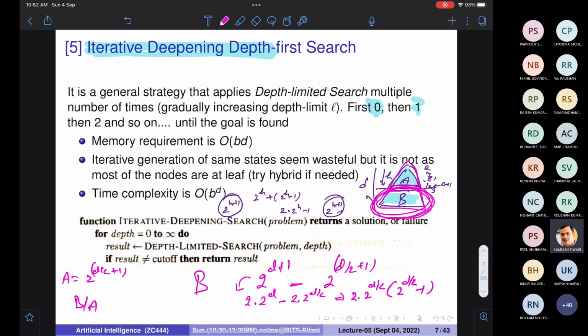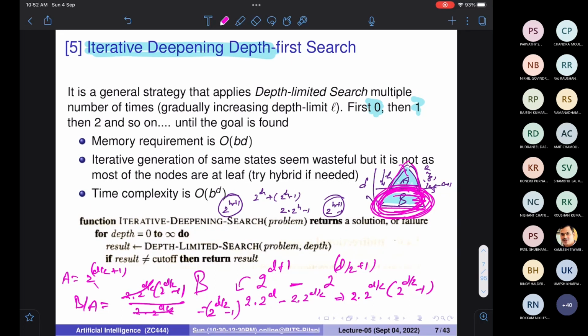If you divide B by A, you can find out how many times this is larger. So B by A is going to be, you know that this is the quantity, 2 into 2 to the power d by 2 into 2 to the power d by 2 minus 1, divided by this particular quantity, that is actually 2 to the power d by 2. So they get cancelled, and you can see that 2 to the power d by 2 minus 1 number of items are there in this particular place.